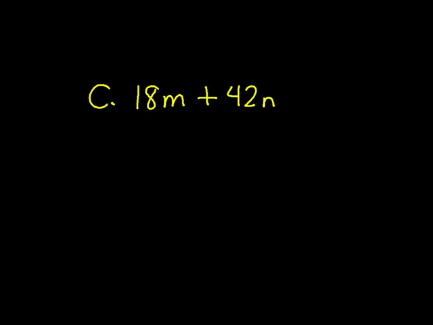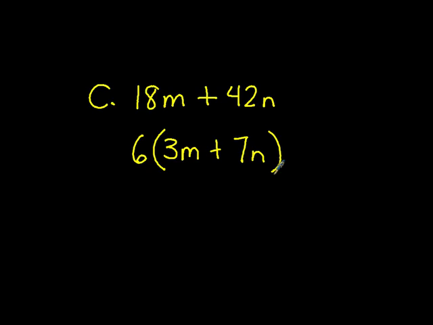Letter C. So what number goes into both 18 and 42? The biggest number. And if you're really good with multiplying and common factors, again, you won't have to factor out each one of these. You probably know that the number is 6. So we can put 6 on the outside. 6 goes into 18 3 times. So we have 3m. 6 goes into 42 7 times. So we have 7n. And our final answer is 6 times the sum of 3m plus 7n.